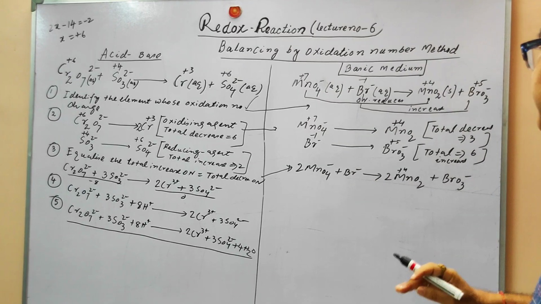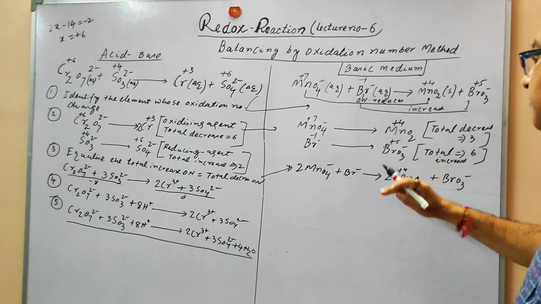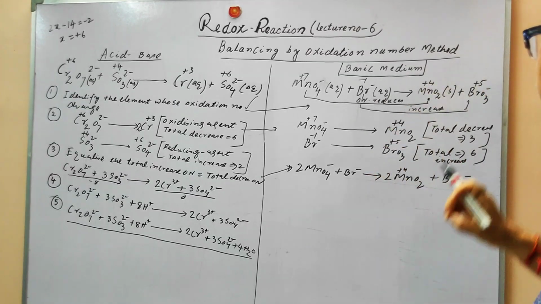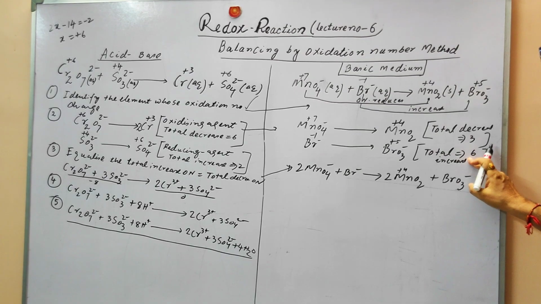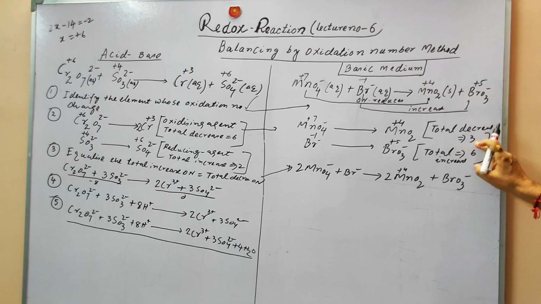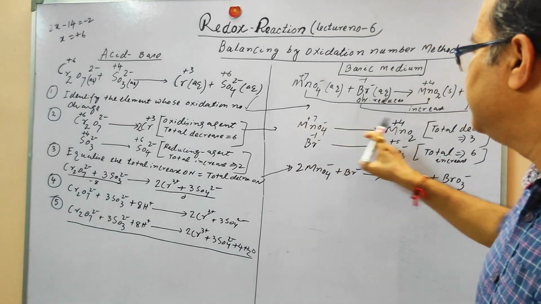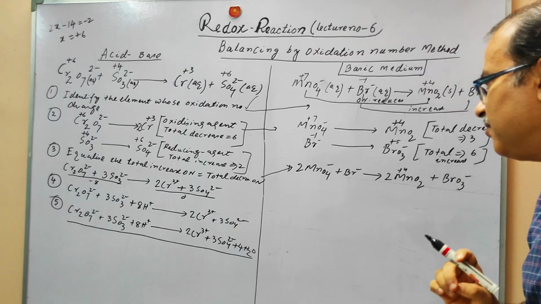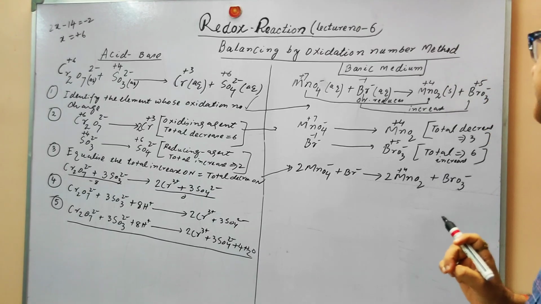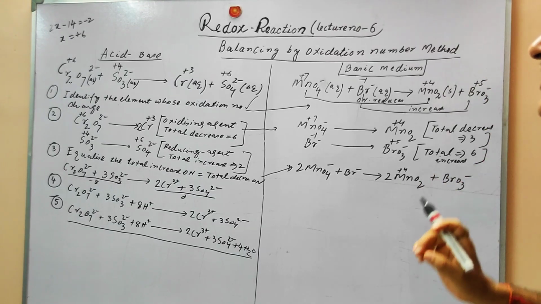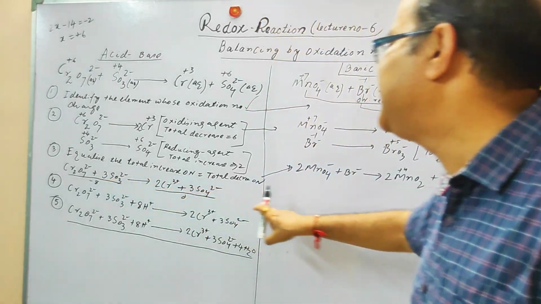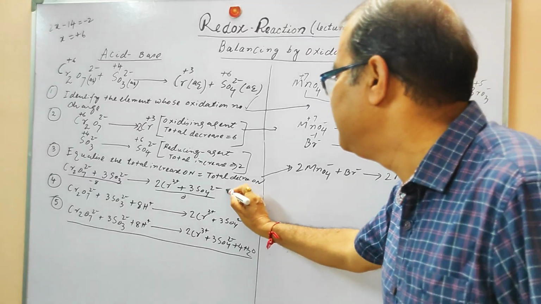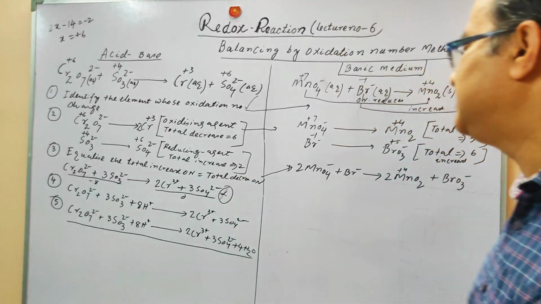So now you can see that from this equation we have equalized the total increase in the oxidation number, 6. The total decrease was lower, so we increased it by putting this multiplication factor. Then what do we have to do? We have to equalize the charge.